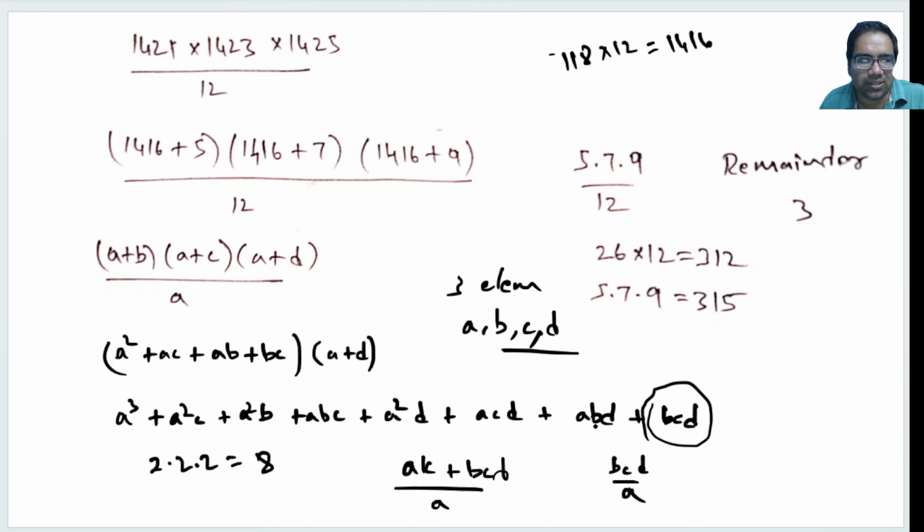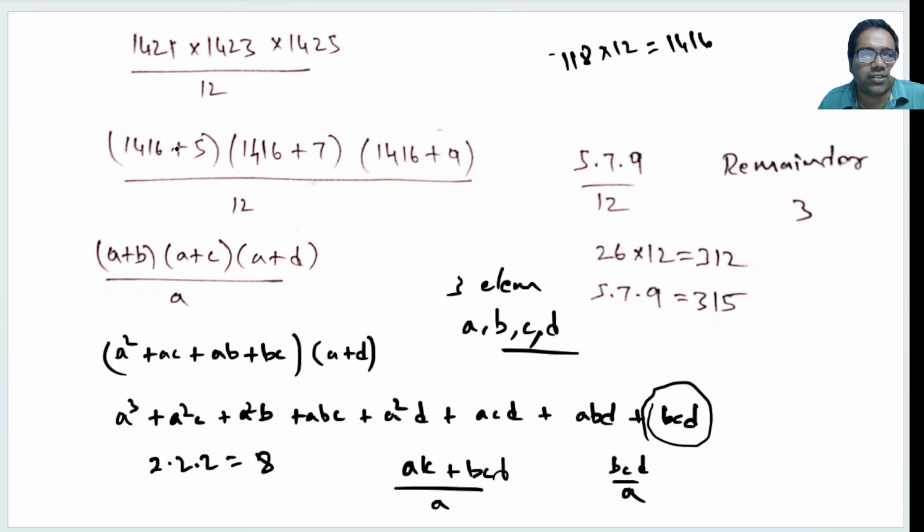This entire expression will give a remainder of 0. The only remainder that we get is possibly B, C, D. Now this 1421, 1423, 1425. Let us try to express it in a way which makes the problem simple for us.